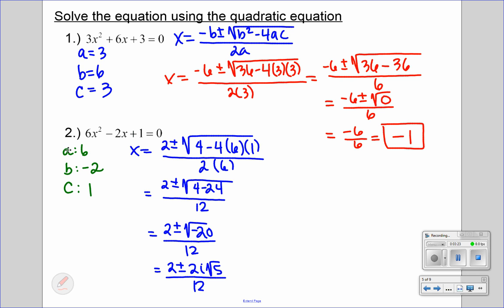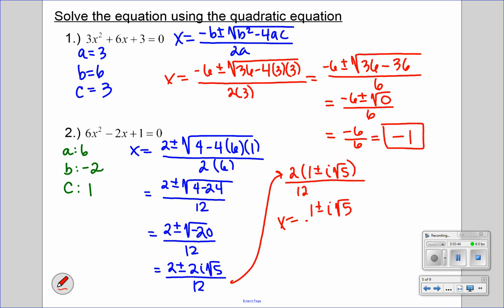Now, when we have something like this, we still have to simplify it. We can take out the common monomial of 2, so this would be 1 plus or minus i square roots of 5 all over 12. And we can simplify this to be 1 plus or minus i square roots of 5 over 6, because 2 over 12 simplifies to be 1/6. So at the very end, make sure we're simplifying this radical and this fraction correctly.